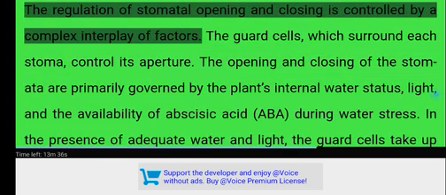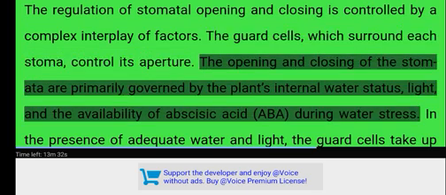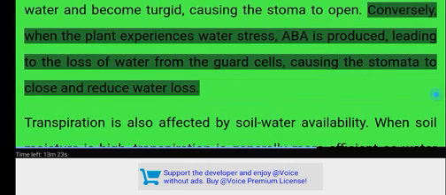The regulation of stomatal opening and closing is controlled by a complex interplay of factors. The guard cells, which surround each stoma, control its aperture. The opening and closing of the stomata are primarily governed by the plant's internal water status, light, and the availability of abscisic acid (ABA) during water stress. In the presence of adequate water and light, the guard cells take up water and become turgid, causing the stoma to open. Conversely, when the plant experiences water stress, ABA is produced, leading to the loss of water from the guard cells, causing the stoma to close and reduce water loss.